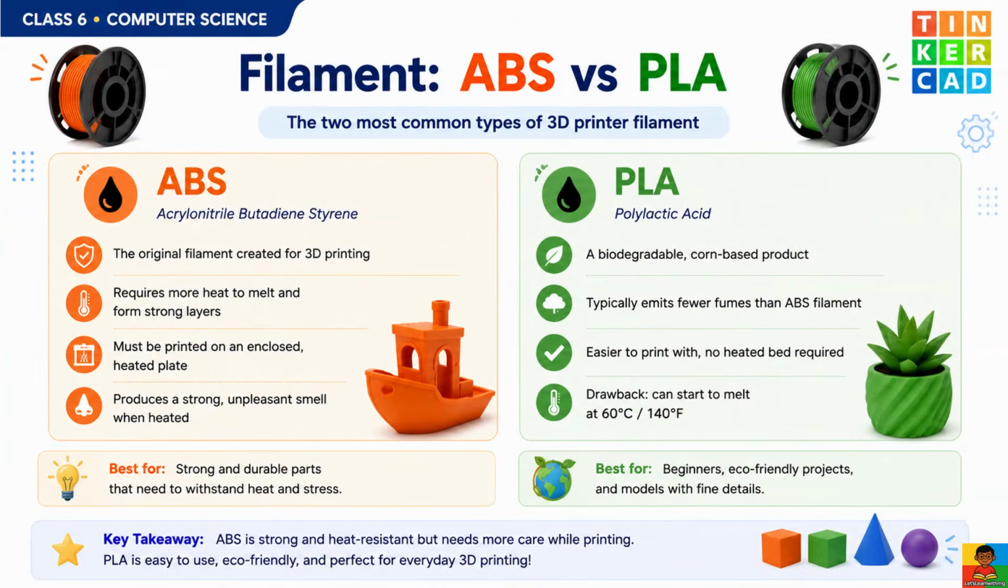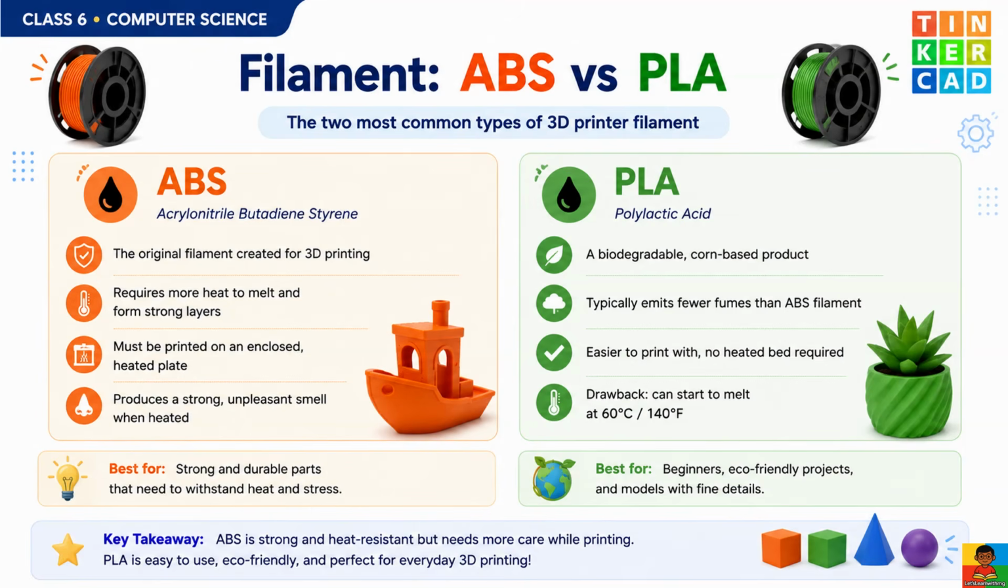ABS and PLA are the two most common types of 3D printer filament. ABS stands for acrylonitrile butadiene styrene. It was the original filament created for 3D printing. ABS requires more heat to melt and form strong layers, must be printed on an enclosed, heated plate, and produces a strong, unpleasant smell when heated.